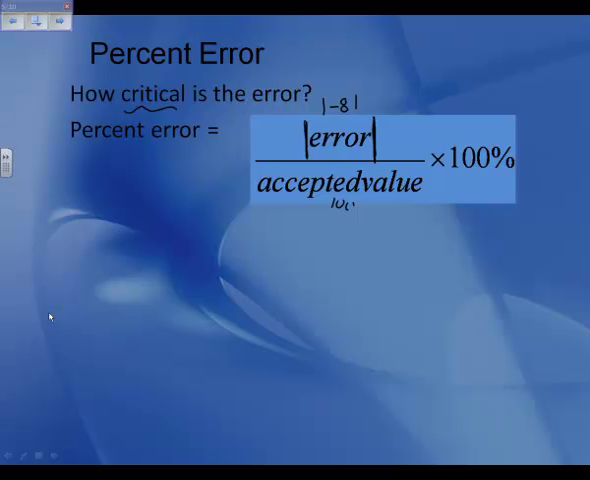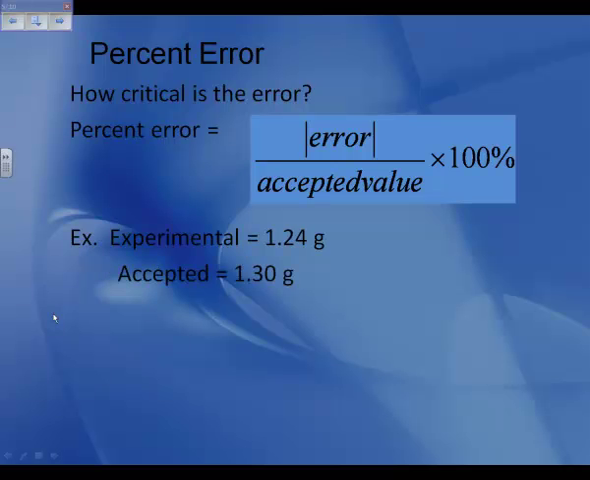Now we're going to take a little bit tougher look. We got an experimental value of 1.24 grams. The accepted value is 1.30 grams, and we're going to do the same type of calculation. Let me make sure I do this right.